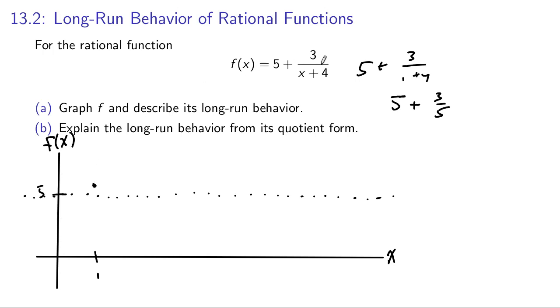Oh, we should start with 0. Well, if we put in 0, we have 5 and 3/4, which is 5.75. When we put in 2, we'll get 3 over 6, which is 1/2. And so you can see, as we put in values of x, it's just going to get slowly closer and closer to 5. So our graph will look like, almost like a line. It's just going to very slowly approach 5.